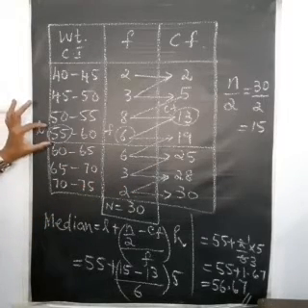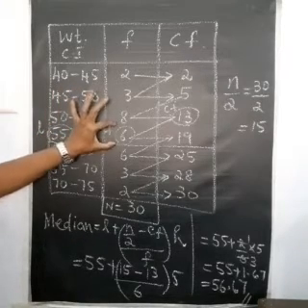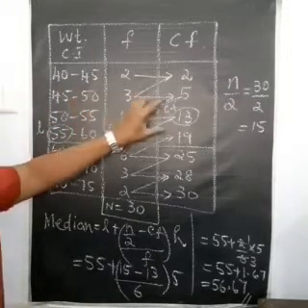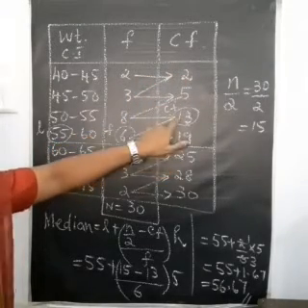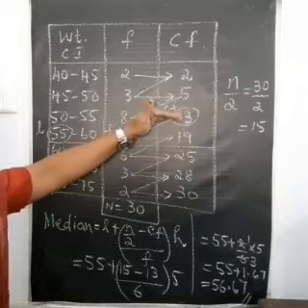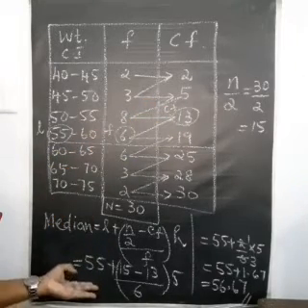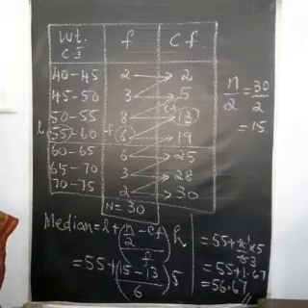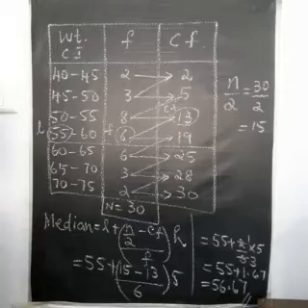After that, this will be the lower limit of the median class. This will be the frequency of the median class. And for CF, you take the cumulative frequency of the class preceding the median class, that is, which is coming before this. So 13. Once you have that, substitute in the formula and you will get the answer. Okay children, I hope you have understood median of grouped data.